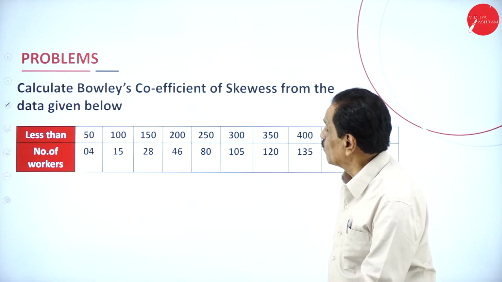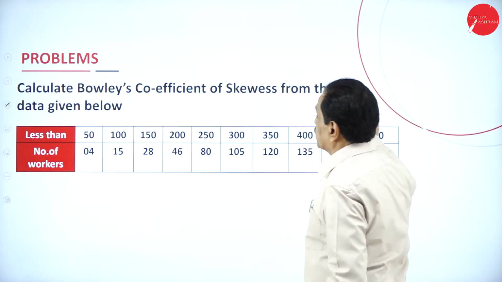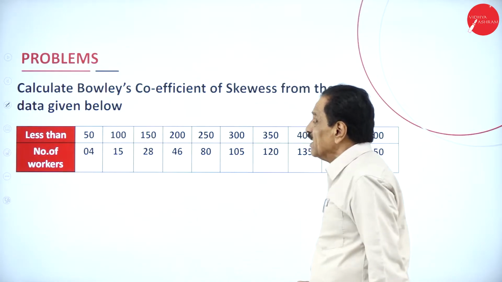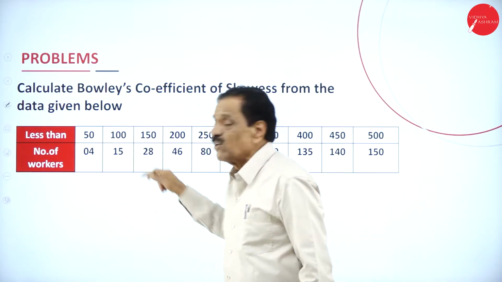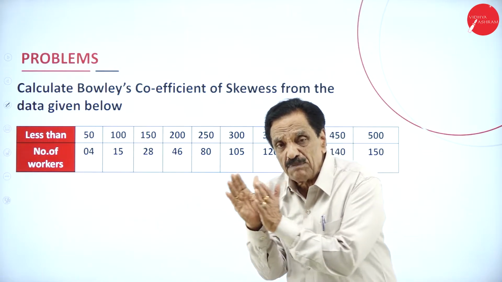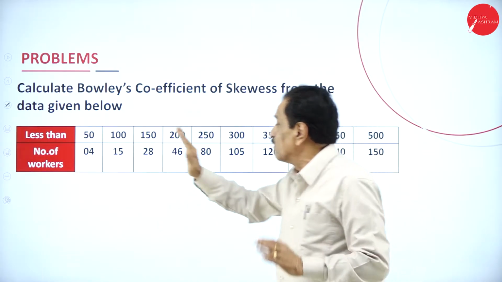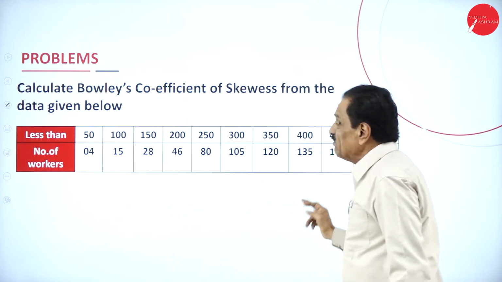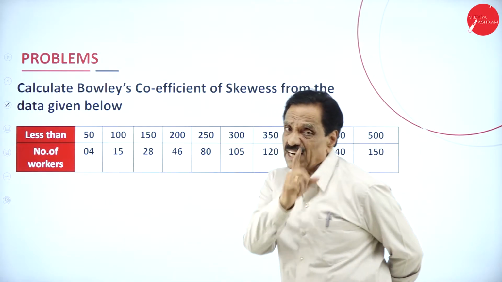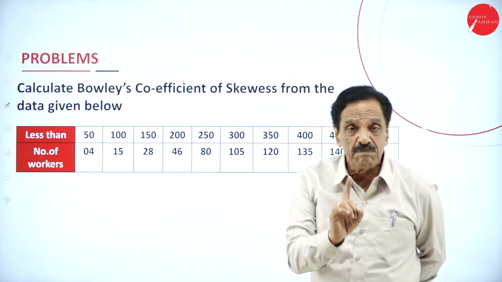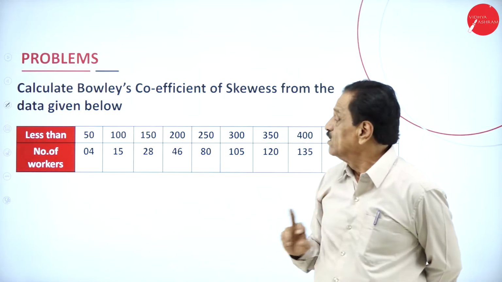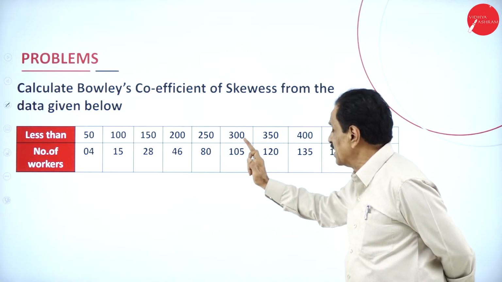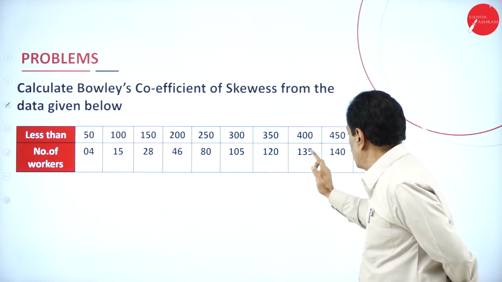This is the problem they are going to give. Calculate Bowley's coefficient of skewness from the data given. Less than 50, less than 100, they say. The next number is 100, so what's the difference? 50. 0 to 50, 50 to 100, 100 to 150, a difference of 50. Then the frequency, the number of workers, is second. Frequency means variation of a number. The values are 4, 15, 28, 46, 80, 105, 120, 135, 140.